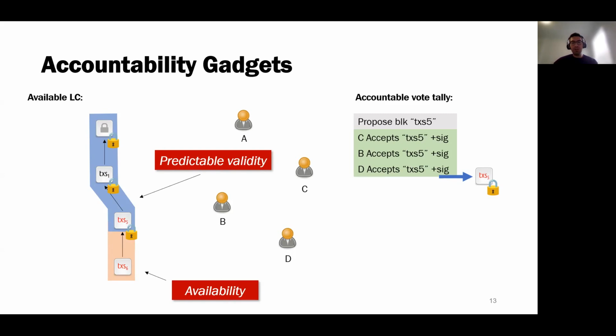Finally, let's observe a safety violation on the accountable prefix ledger and witness how accountability is satisfied. For this purpose, let's assume the validators C and D are adversarial.